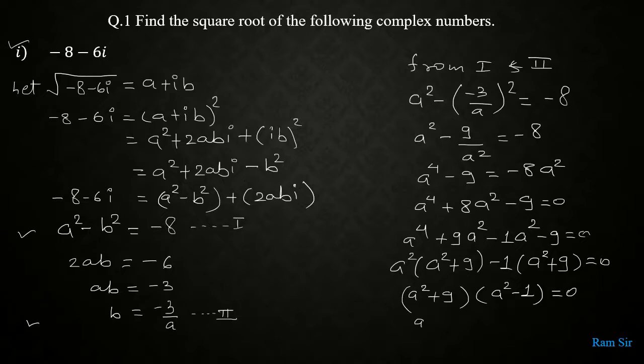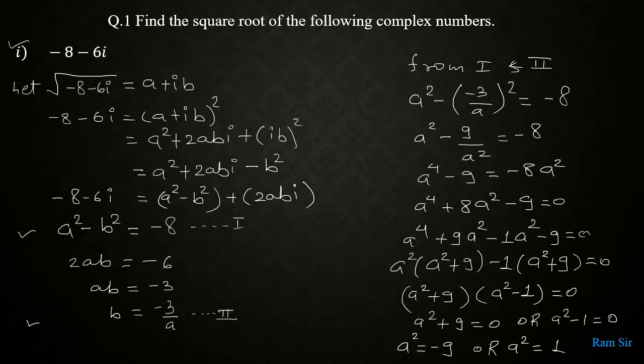So next step we can write down a square plus 9 is equal to 0, or a square minus 1 is equal to 0. Therefore we are getting a square is equal to minus 9, or a square is equal to 1.